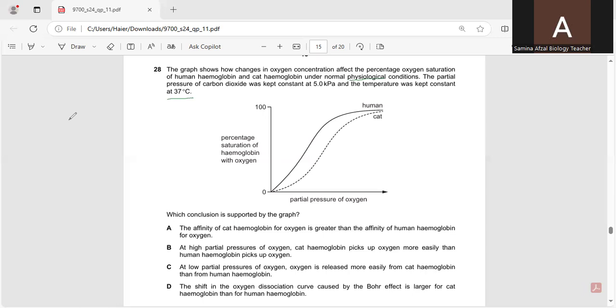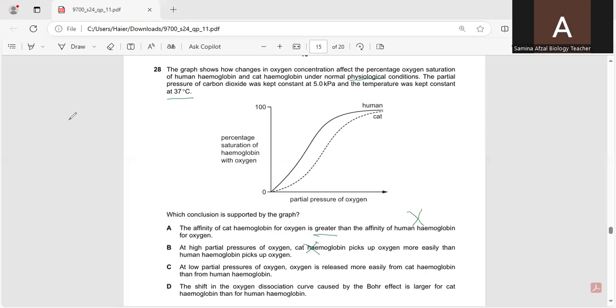The affinity of cat hemoglobin for oxygen is greater than the affinity of human hemoglobin for oxygen. No, this is not the correct option. It is not greater, it is less. At high partial pressure of oxygen, cat hemoglobin picks up oxygen more easily than human hemoglobin picks up oxygen. No, again, it is not a correct option. You can see the oxygen carrying capacity will be low in that case. It will not be at high partial pressure.